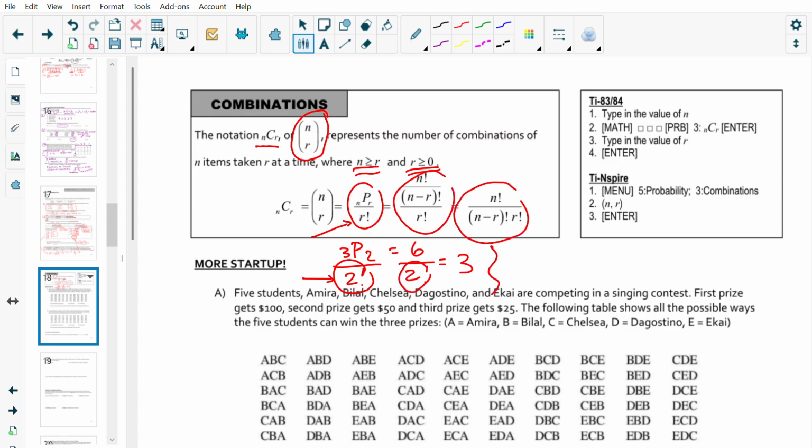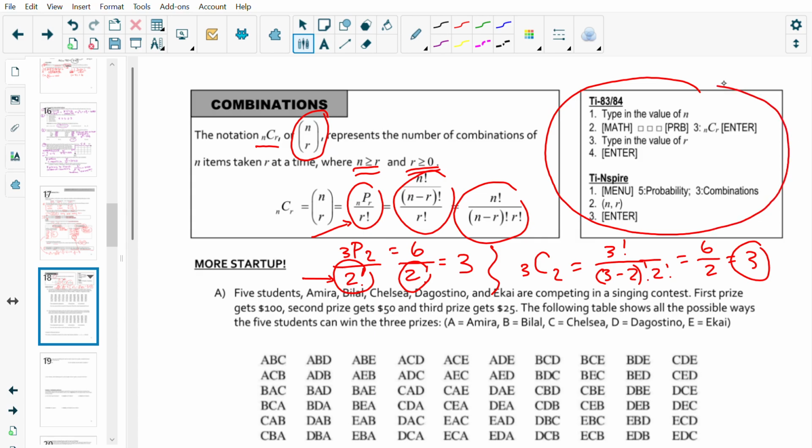So if I plug this into the formula, combination of 3 things taken 2 at a time. Okay, so this is the example for Sam where there's only 3 ways. So that's 3 factorial over 3 minus 2 factorial times 2 factorial. That equals 6 over 2, and that is 3 ways.